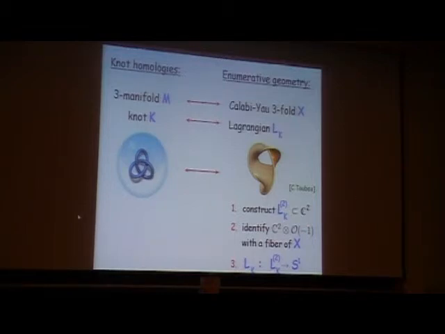Once we have this, and if it's Lagrangian, the rest is trivial. Because we can take this C2 here, tensor it with O(-1), and then notice that what we get is exactly the fiber of our space X that I described to you a moment ago.